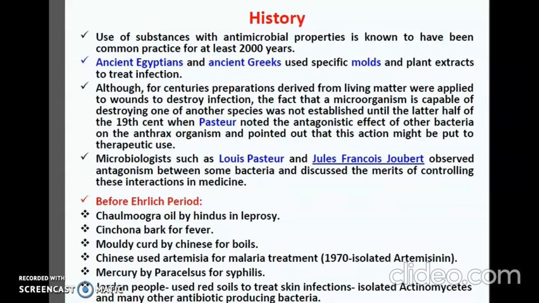Before the early period, some of the natural substances were used to treat several infections. For example, chaulmoogra oil was used to treat leprosy, and the cinchona bark for fever, and the moldy curd was used by Chinese for treating boils. The Chinese also used artemisia for malaria treatment, and mercury was used to treat syphilis. The Jordan people used red soil to treat skin infections.